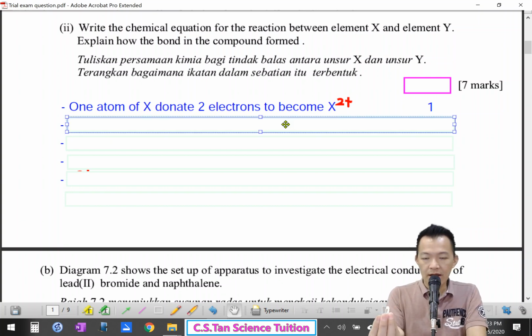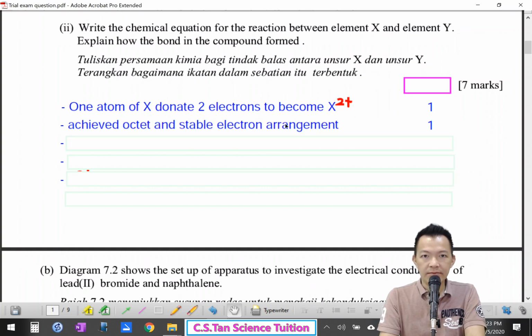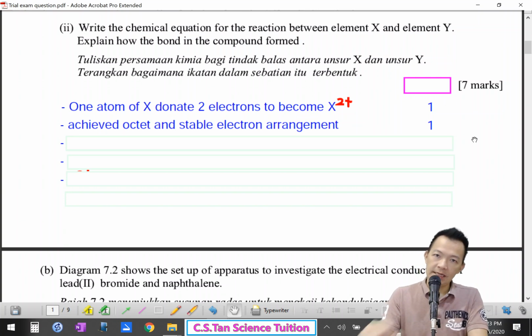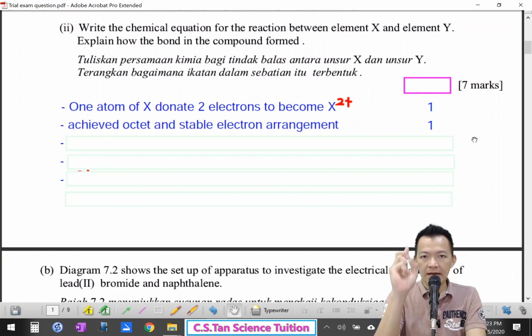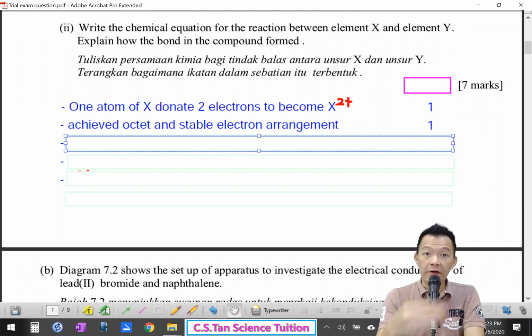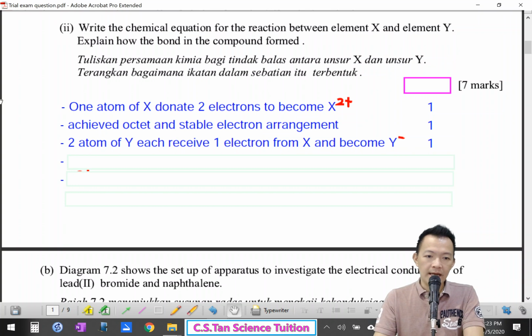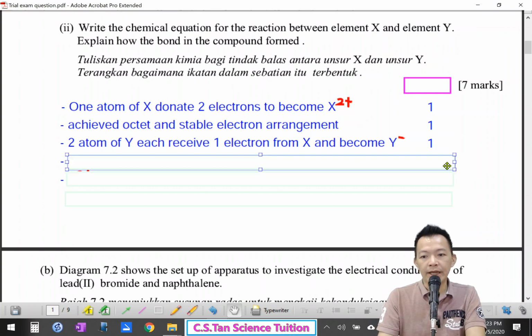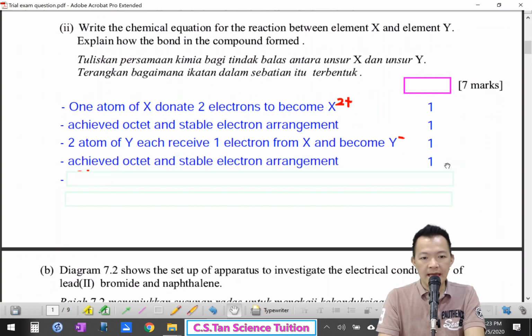And after it becomes the ion X2 positive, X becomes stable. So achieve the octet and stable electron arrangement. 对吗？这样子2分。一粒的 X 丢掉2粒 electron 变成 X2 positive and becomes octet and stable. Okay? And 2 atoms of Y gain 1 electron each and become the Y negative ion. 2粒的 Y 每一粒拿到1粒的 electron from the X and become Y negative. And it achieve the octet and stable electron arrangement.